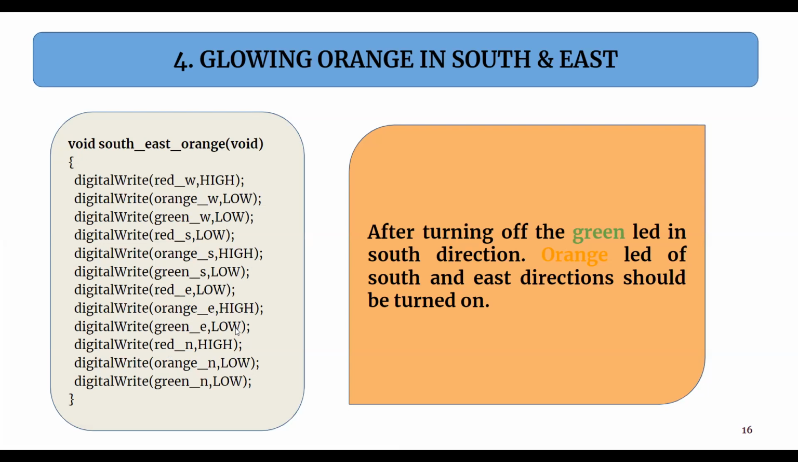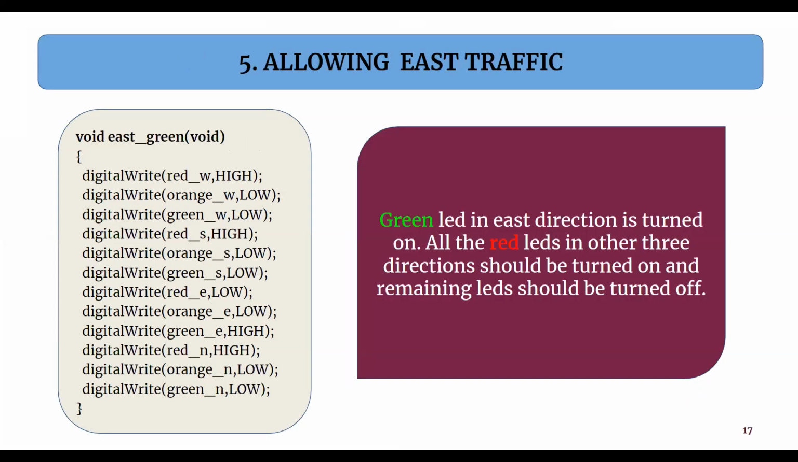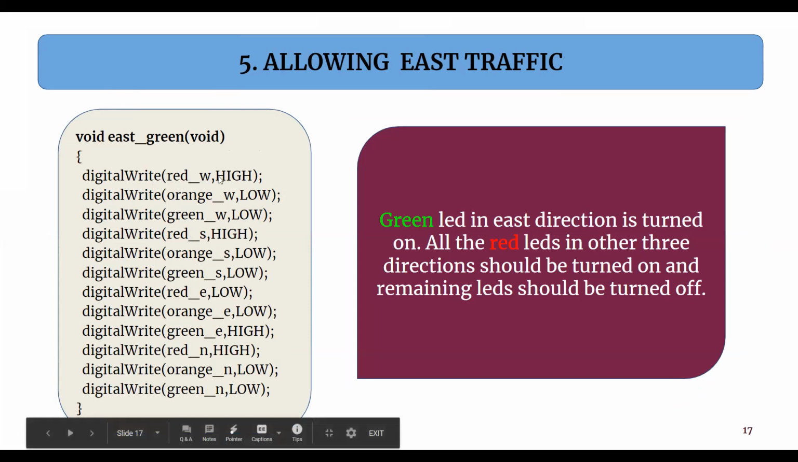Then we will go to east traffic, allowing them. So here for the east traffic, the green bulb in the east direction should be high and all the other 3 red bulbs should be high and other bulbs should be low. We have given the code accordingly like the previous one.